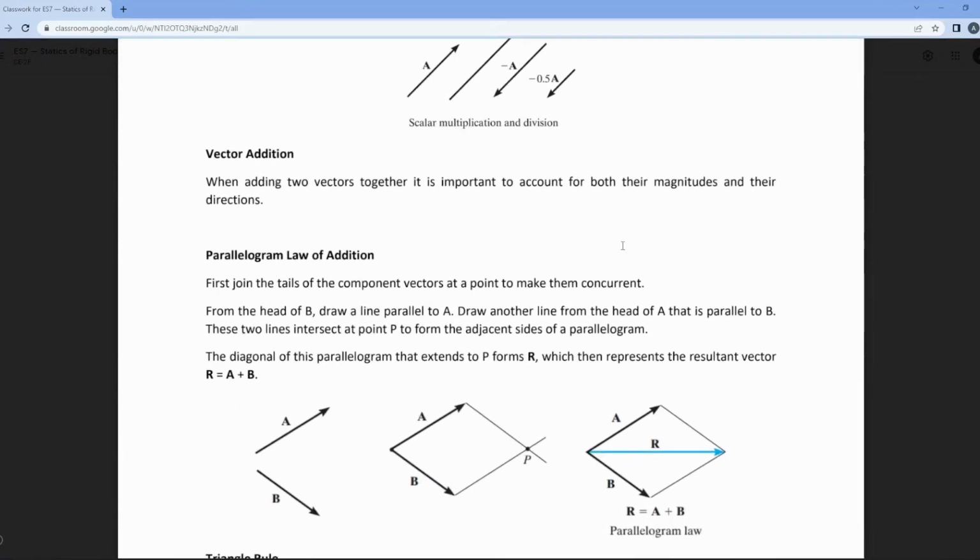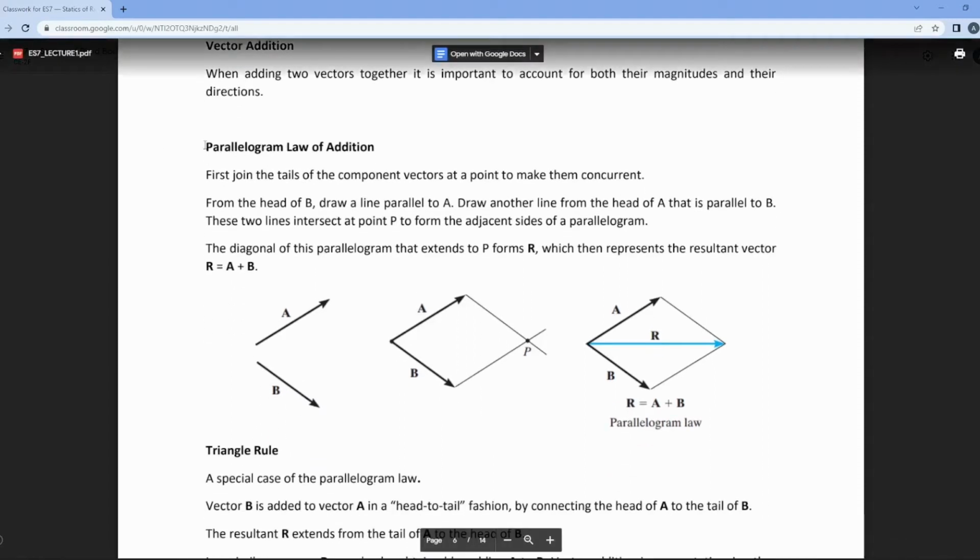Vector addition. So for vector addition, we have a parallelogram law and the triangle rule. So how does it work?